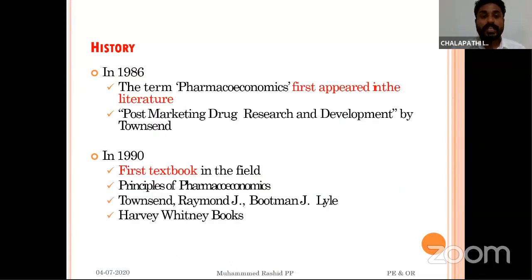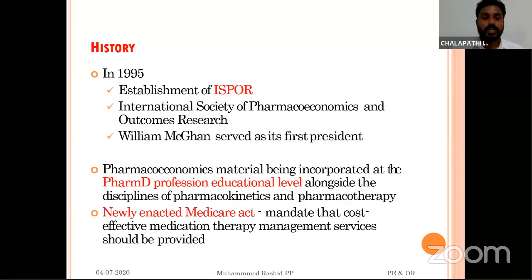In 1986, the term pharmacoeconomics first appeared, when Townsend conducted a study on post-marketing drug research and development. Followed by that, the same professors, Townsend, Raymond, and Bootman, published the first textbook in the field of pharmacoeconomics in 1990. As you all know, ISPOR, the International Society for Pharmacoeconomics and Outcomes Research, is number one right now.